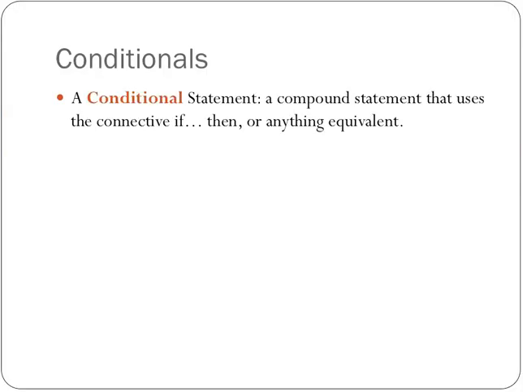All right, so a conditional statement is a compound statement that uses the connective if, then, or anything equivalent to that. So any sort of if-then statement, we've talked about if-then being a connective, making it a compound statement. In particular, the type of compound statement is a conditional statement. For example, if it rains, then I carry my umbrella. There are two statements connected by the connective if and then.